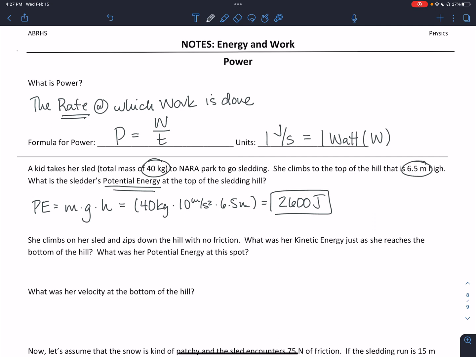So that's the potential energy the sledder gained by standing at the top of the hill. She climbs on her sled and zips down the hill with no friction. What was her kinetic energy just as she reaches the bottom of the hill? All of that potential energy she had at the top has now been converted into kinetic. So her kinetic energy right at the bottom of the hill would be the same value, 2,600. What was her potential energy at this spot? Well, she has no height anymore, so her potential energy would be 0.